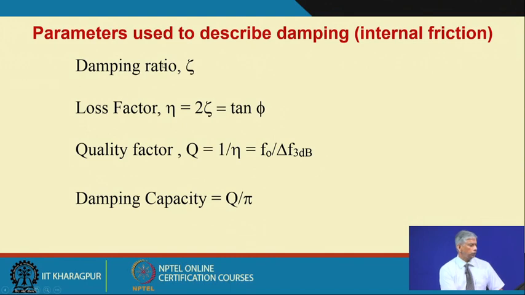Certain parameters are used, as you will see in the literature. We have used the damping ratio zeta; somebody calls 2 eta the loss factor, and the quality factor is 1 by eta. So, 2 zeta and 1 by eta, and damping capacity is the quality factor by pi, and so on. These are all related terms which you will find in the literature.